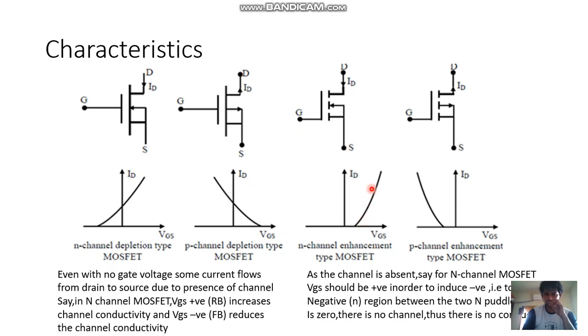After this only the conductivity is possible. In this region, there is no possibility of conduction. So if it is a P channel, it is like this. If it is an N channel, it is like this. For a P channel, as the channel is P, we should induce a positive channel, so negative VGS should be applied to induce a positive channel. Here positive VGS is applied to induce a negative channel. I hope you understood the channels.